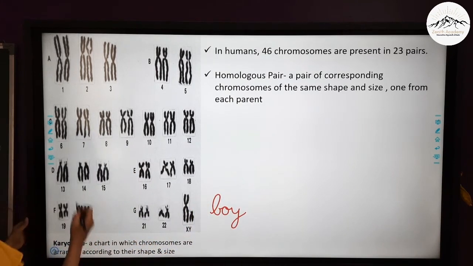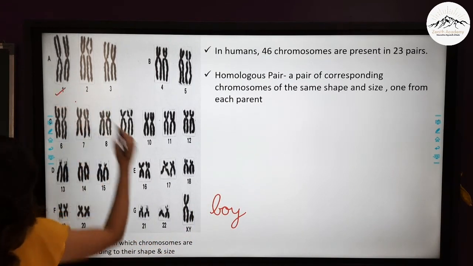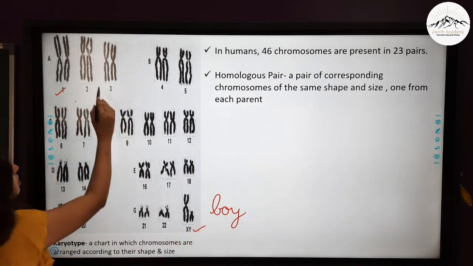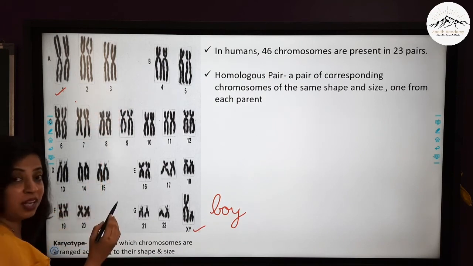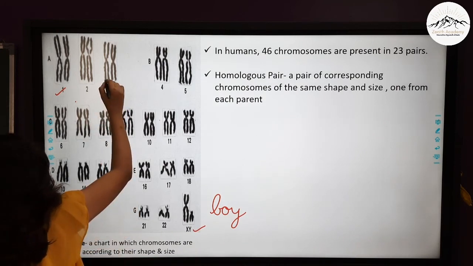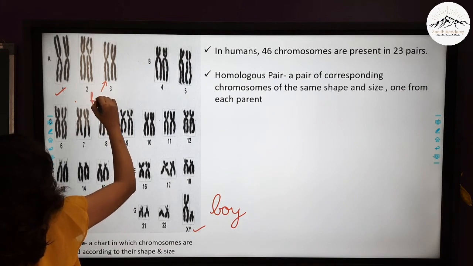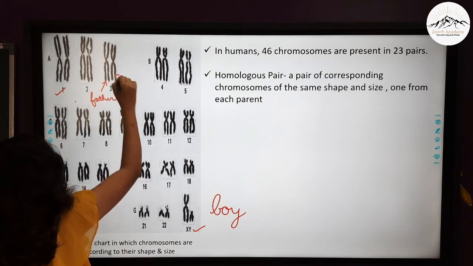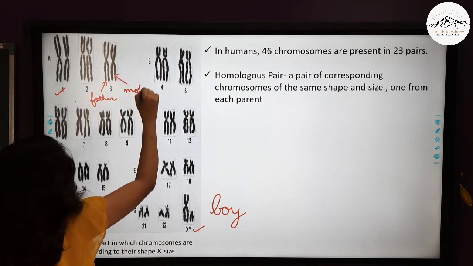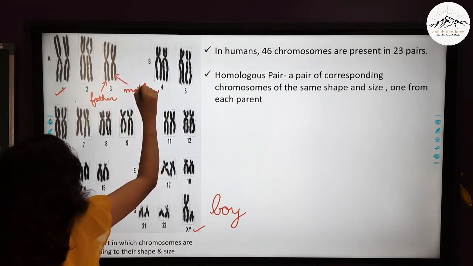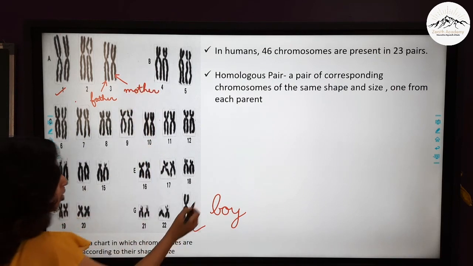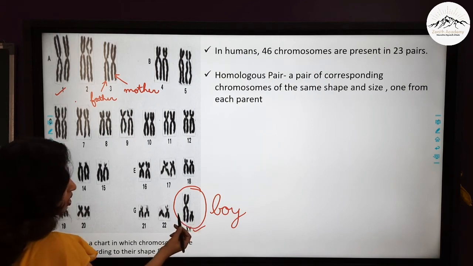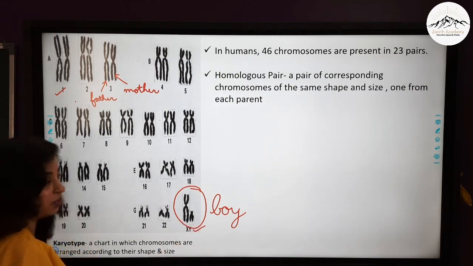Okay. So, here you can see there are a total of 1 to 23 pairs of chromosomes. Now, in each pair you can see that both of them are similar in shape and size. One is from father and another one is from mother. Right, but here you will notice that the last pair of chromosomes is not the same in size and shape.